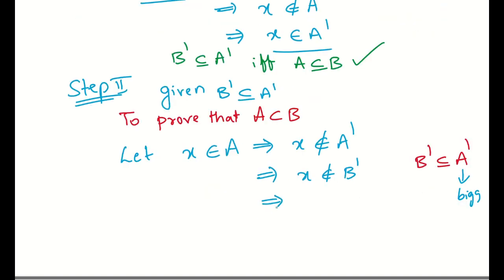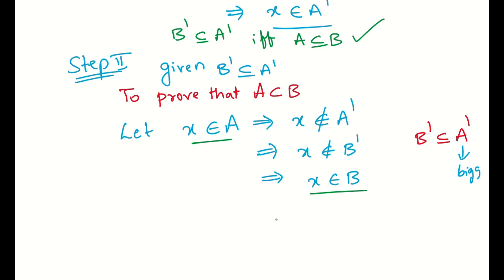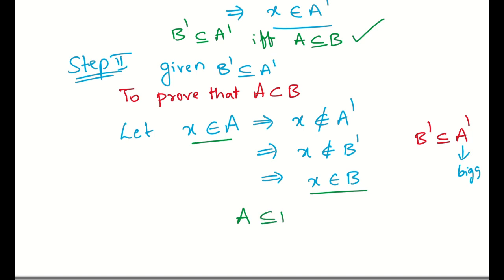From this, what I can say? I can say that if x does not belong to B complement, obviously that element should be in the set B. Agree? So from this, with the help of this statement, some element x is in A and the same element x is in B, we can say that A is a subset of B. Agree? So from this, I can say that A is a subset of B if and only if B complement is a subset of A complement. This is what I needed to prove.